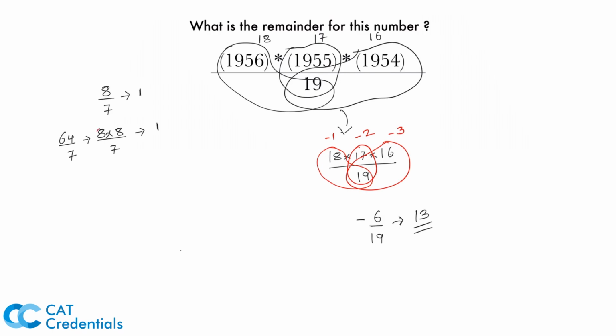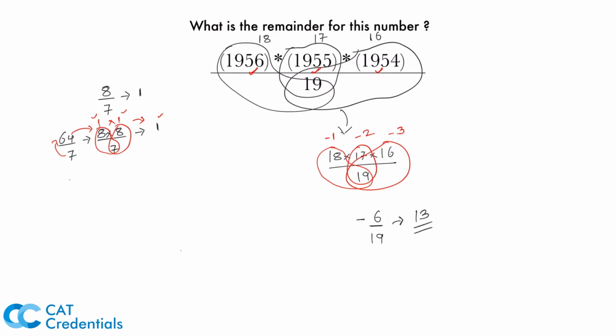Or you can say the logic: 8 divided by 7 is 1, 8 divided by 7 is 1, and 1 into 1 is 1. So instead of just dividing 64 by 7 and getting the answer as 1, I can split up 64 as 8 into 8 and get the individual remainders to get the final remainder. And that's what I did here. I got the individual remainder for this, and for this, and for this.